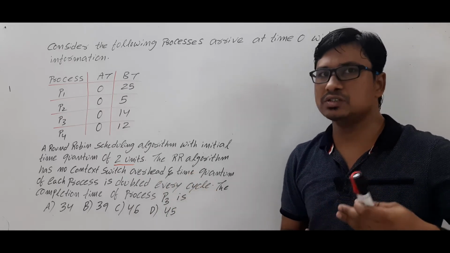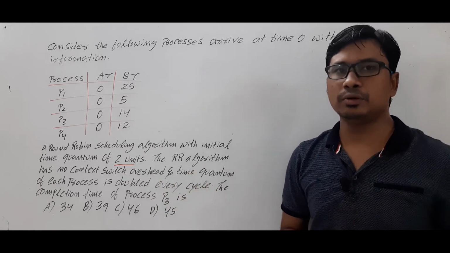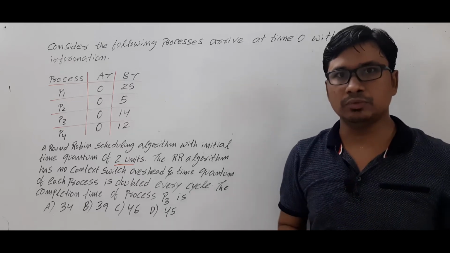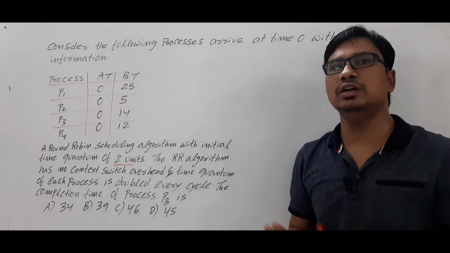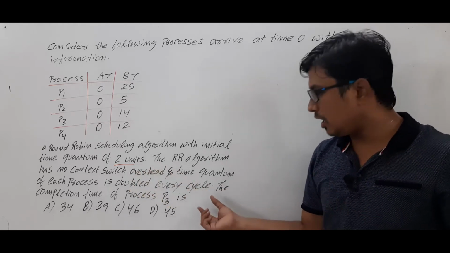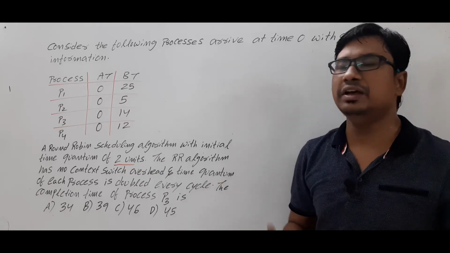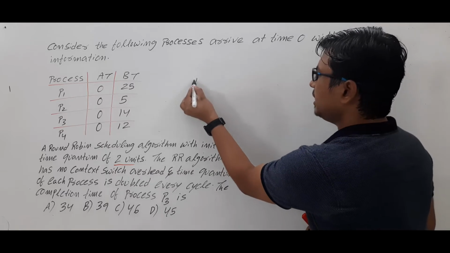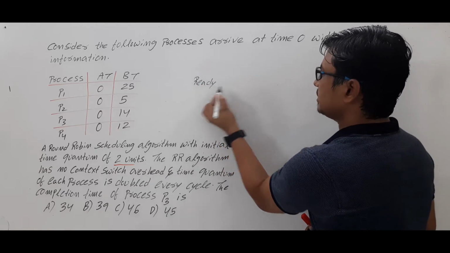Now, whatever questions we have solved related to the round robin scheduling algorithm were all static time quantum only. But this question is related to the dynamic time quantum. What is the dynamic time quantum and how it works, I will discuss for you. Then I will solve this numerical question for you. Now we have a ready state and a running state.